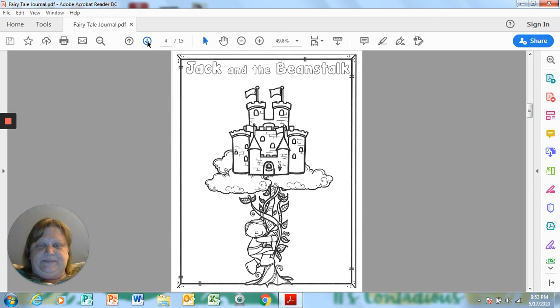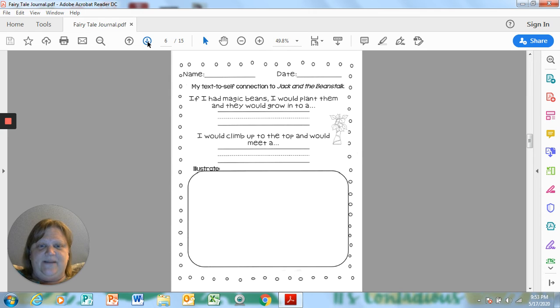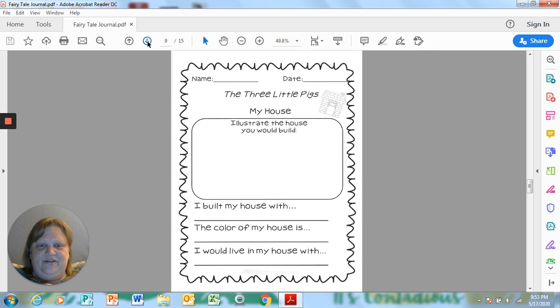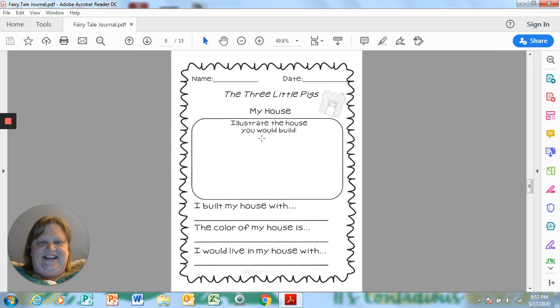In your fairy tale packet, the first story I'm going to be reading to you is Jack and the Beanstalk. And there's an activity to do with Jack and the Beanstalk. It's a sequence activity. And I really like this paper. If you do this one, make sure you take a picture of it and send it to me, because it's one of my favorites, because you get to use your imagination. Then there's the Three Little Pigs that I'll be reading to you. And this is also one of my favorites right here, because you get to create your own house, just like the Three Little Pigs did.